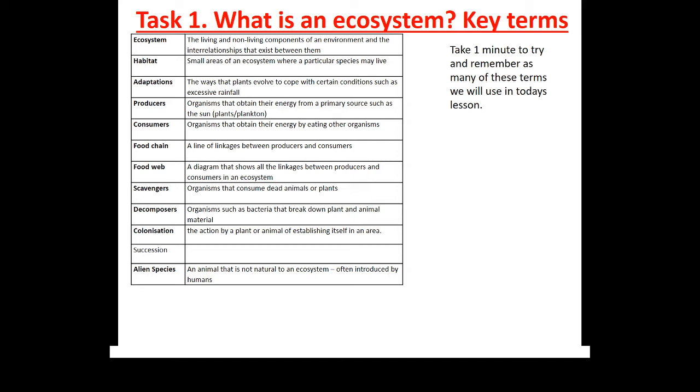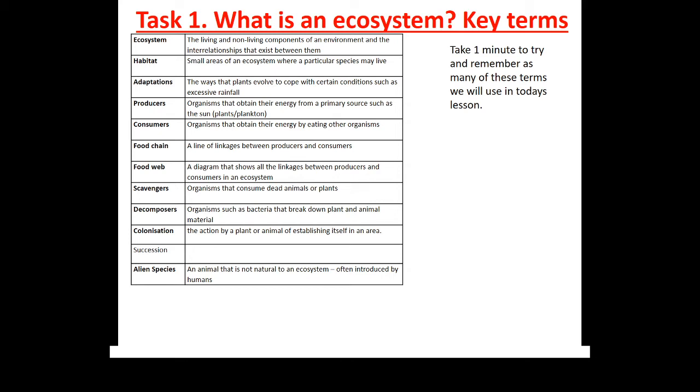Producers, so this is part of an ecosystem. It's an organism that obtains its energy from a primary source such as the sun. So this would be green plants or plankton through the process of photosynthesis. Consumers, they are organisms that obtain their energy by eating another organism. So anything that eats plants or animals is a consumer.